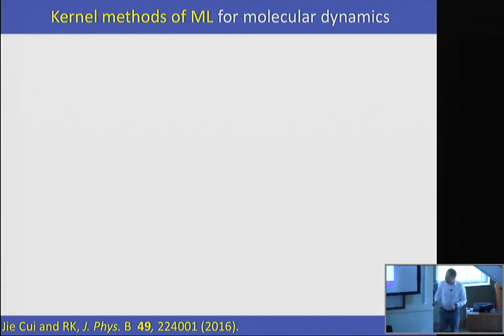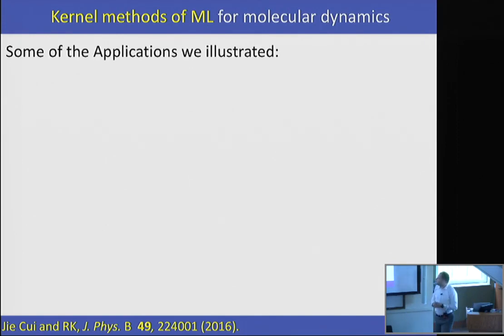And so we're very excited, in particular, about the applications of kernel methods, because neural networks have been used for a variety of applications in molecular dynamics, but not kernel methods, to the best of our knowledge. And so we can talk about the differences in the Q&A session. So I just want to very briefly mention some of the other applications that we illustrated.